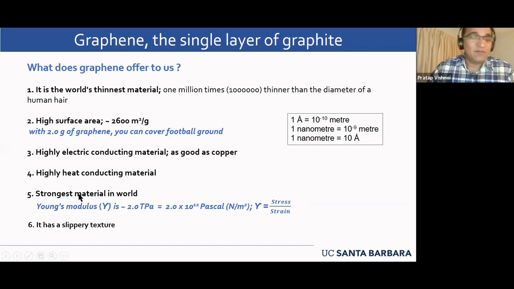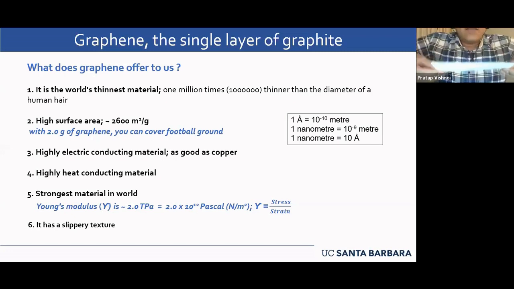And I would say the most amazing, most interesting thing about graphene is its strength. It's the strongest material in the world with a Young's modulus of about 2 terapascal, or in terms of Newton per square meter, it is 2 times 10 to the power 12 Newton per square meter. So I wanted to say a little bit about what exactly it is. To see how hard or how flexible your material is, you take a graphene sheet. I hope you see what I'm displaying.